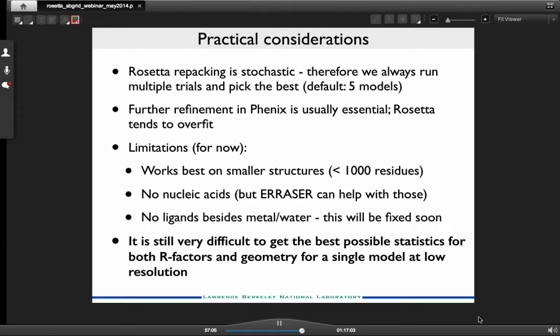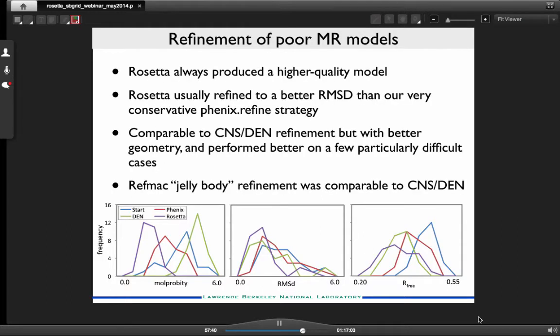And then the other thing I wanted to point out is that it's turned out to be very difficult to get both the best possible geometry and the best possible R factors at low resolution. We're not exactly sure why this is, but a lot of the time the model with the best R factors will have significant geometry errors, and the model with the best geometry will have a slightly higher R-free. So in practice, it turns out to be a lot more difficult than I would have expected. The best possible model doesn't necessarily always have the lowest possible R-free, as far as I can tell.